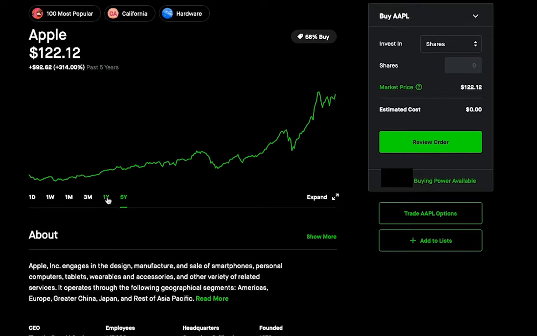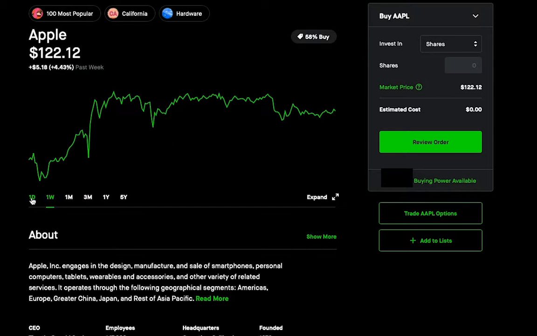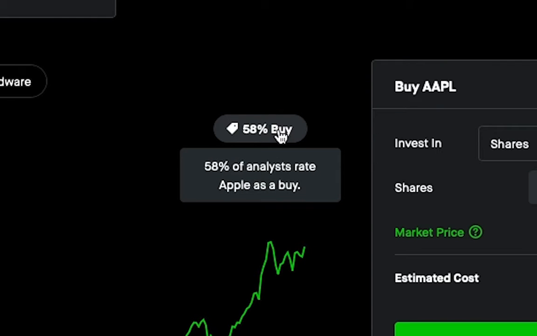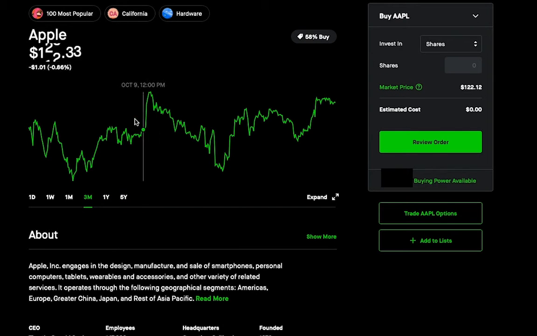So if I change these different time charts and change it to 1 year, you can see that over the past year, it's increased 85%, which is $56. And it keeps going through all these different charts of how we view this stock of Apple. So over here is a 58% buy, and this is what an analyst rates it as. I don't know personally much about these analysts in Robinhood, and I wouldn't take this too far into consideration when buying a stock.